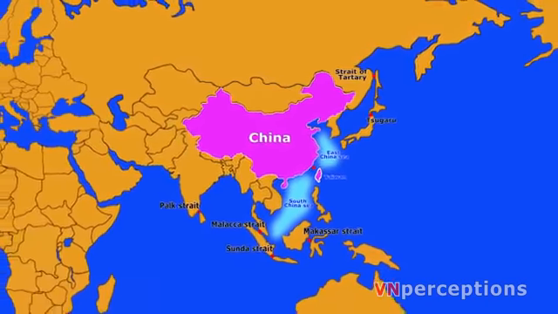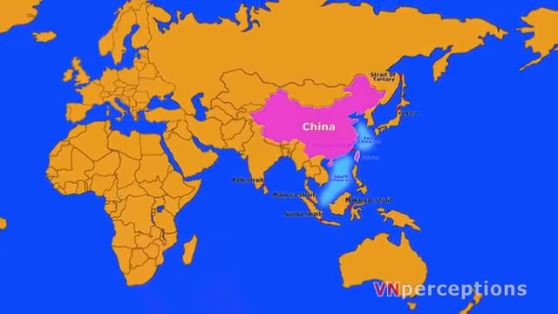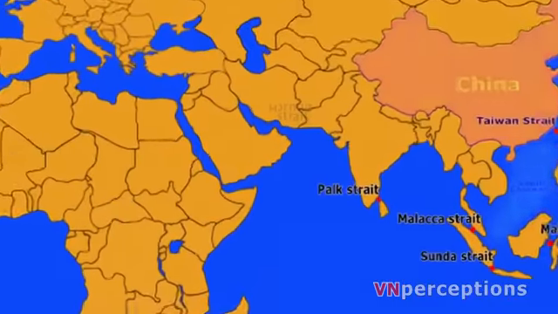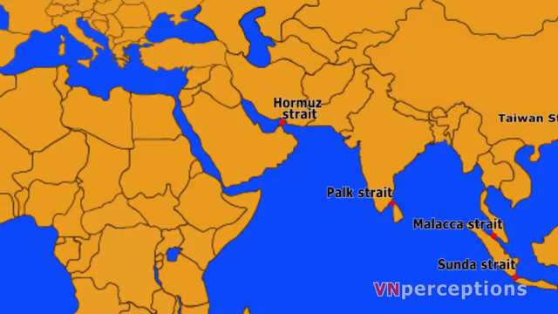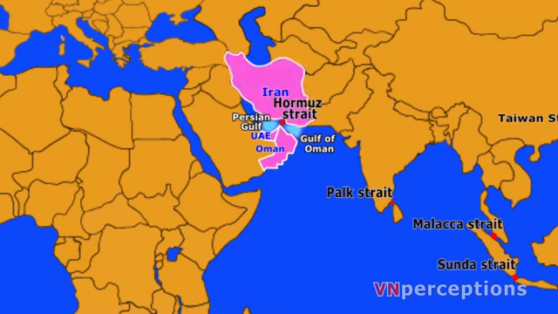Let us look at the straits that lie around Arab countries. First one, Hormuz Strait, connects the Persian Gulf with the Gulf of Oman and separates the United Arab Emirates and Oman in the west to Iran in the east. It is the strategically most important strait of the world as it controls the oil trade from the Gulf countries.